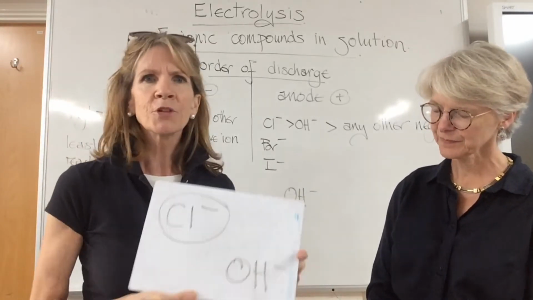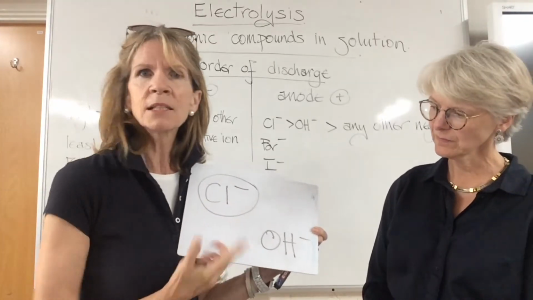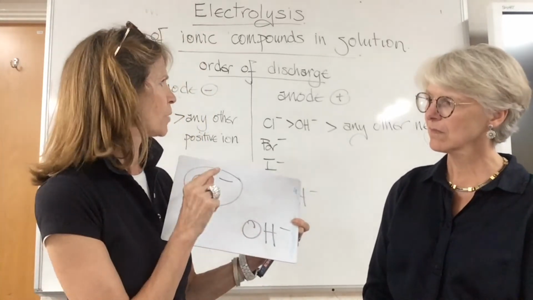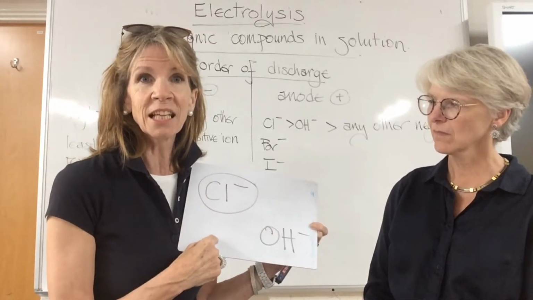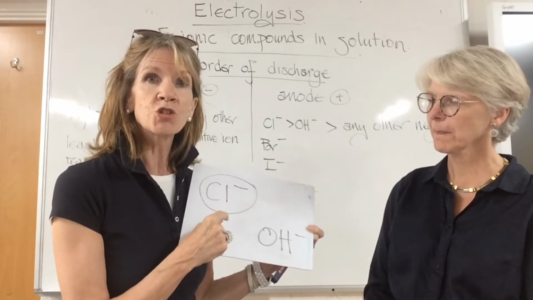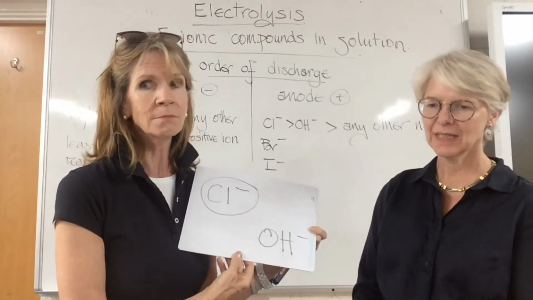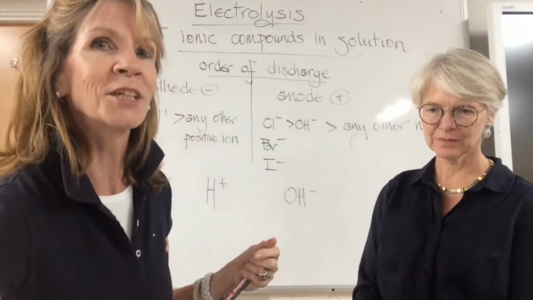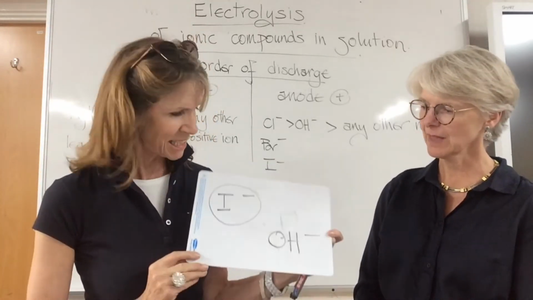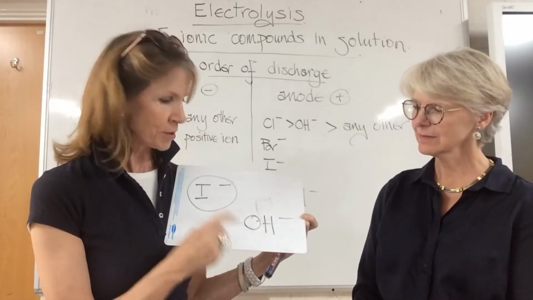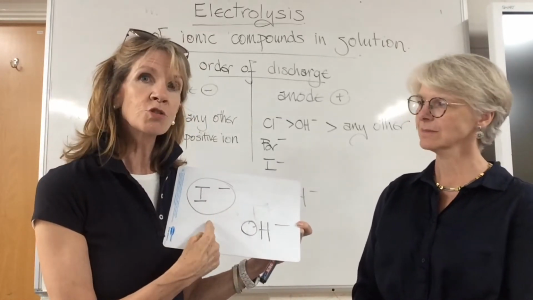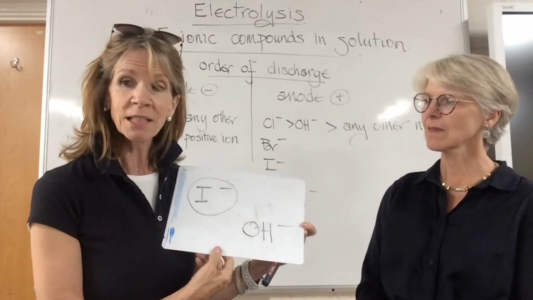Good. And then we have another one, which is Cl-, chloride and hydroxide. So from that rule, chloride is a halide, so it will be discharged, i.e. it will actually lose its electrons in preference to that. Yes. And finally? And the final one, last but not least, iodide and hydroxide. Now that's a halide, so that's going to be discharged in preference to hydroxide.